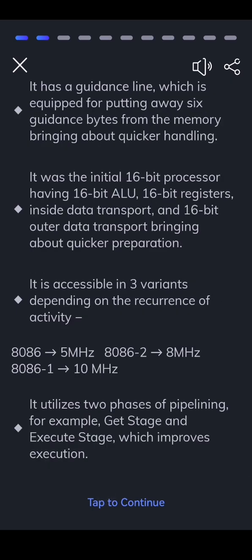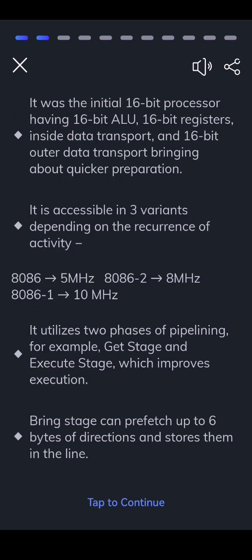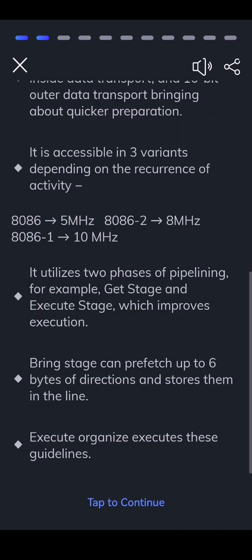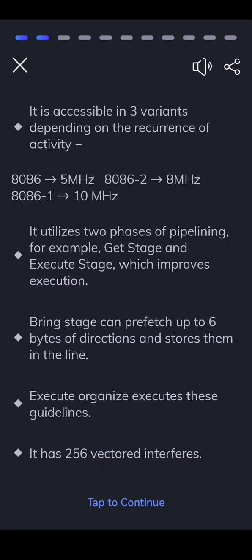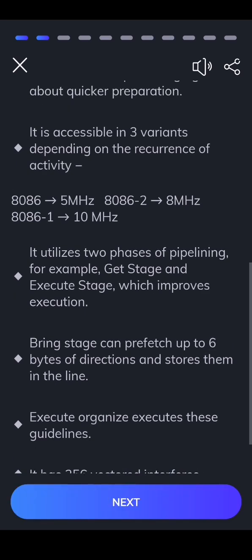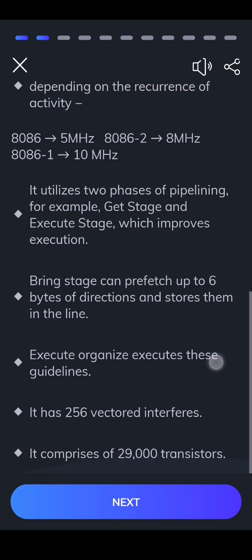It uses 2 stages of pipelining, namely the fetch stage and the execute stage, which improves performance. The fetch stage can prefetch up to 6 bytes of instructions and stores them in the queue. The execute stage executes these instructions. It has 256 vectored interrupts. It consists of 29,000 transistors.